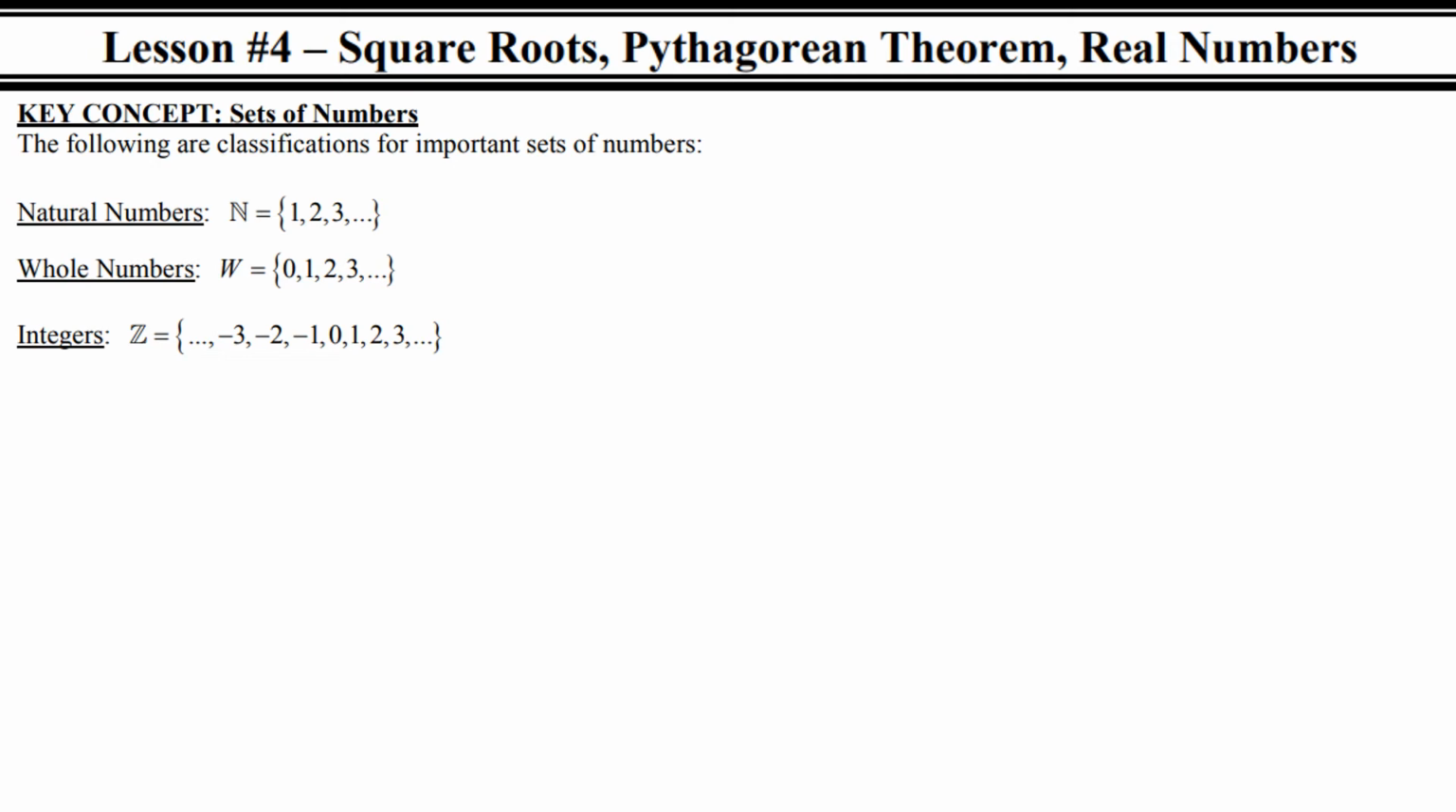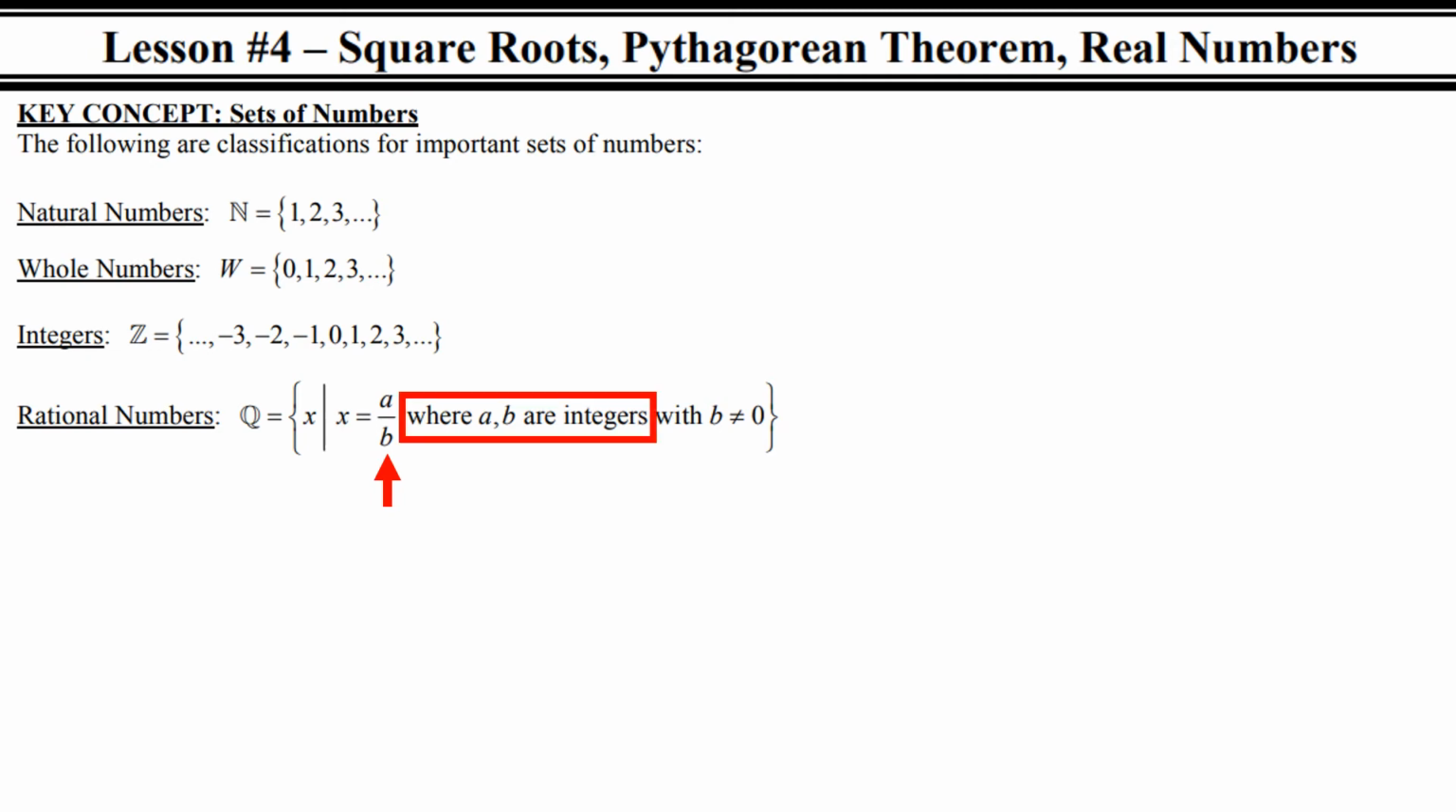Notice that none of the sets that we've looked at so far involve any fractions or decimals. Which brings us to the rational numbers, signified by the letter Q from the word quotient. It's shown in set builder notation: the set of all x such that x can be written as the ratio of a over b, where a and b are both integers, and the denominator b is not equal to 0.